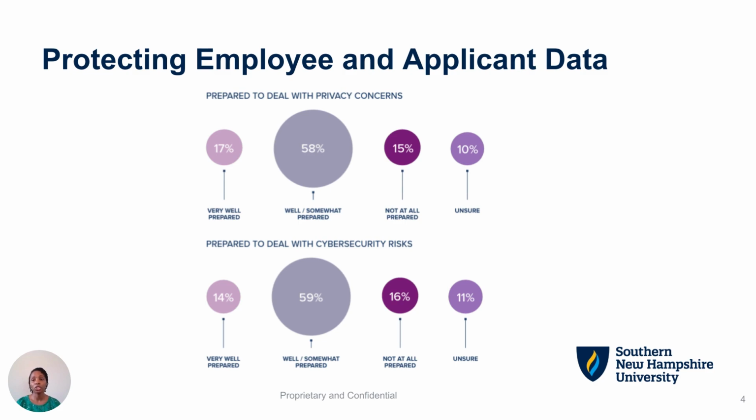According to a report by SHRM, an overwhelming majority of US workers are confident in their employer's ability to protect their personal information. However, if their data is breached, it could result in reputational damage, loss of trust, and low morale amongst employees. You'll see from the survey here that many HR professionals are only somewhat prepared to deal with privacy concerns and cybersecurity risks. We need to be a little bit farther to the left and very well prepared when we are tasked with maintaining employee PPI information.